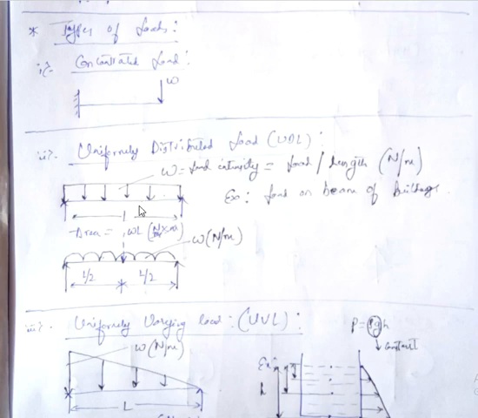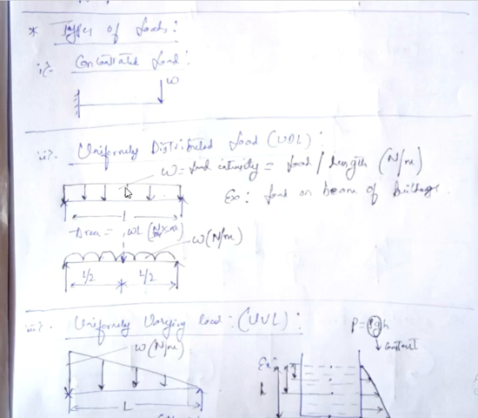So what is the length? The length of this beam is L. And what is the height? Height is nothing but load intensity. Higher the height, higher the load intensity. So load intensity is W and length is L. Area becomes W into L. Then this UDL is converted into a point load. Then where should this point load act? That is the next question.